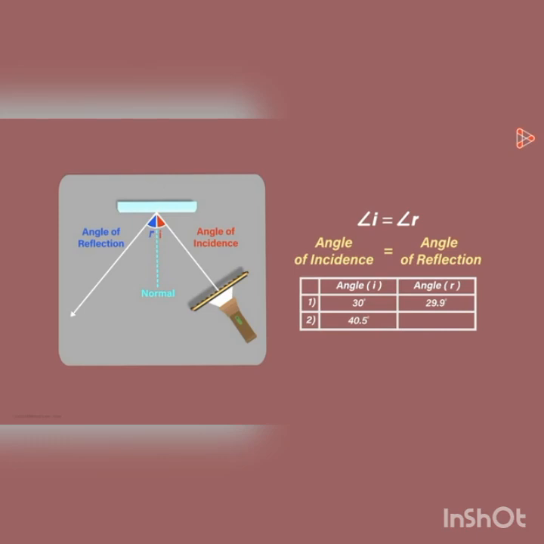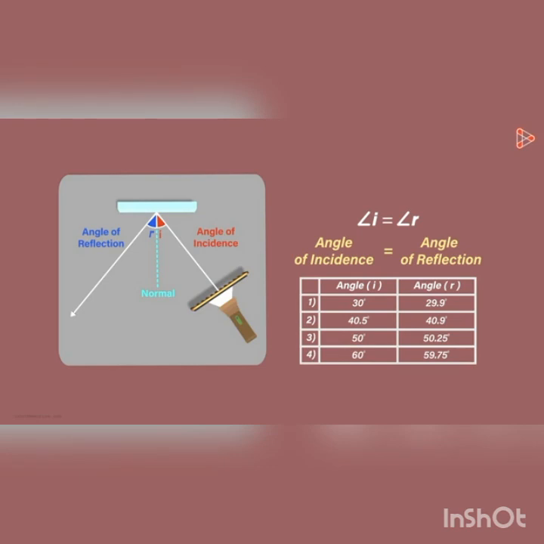But notice that this time the angle of incidence is greater than the previous one. So by the first law of reflection of light, the angle of reflection should also be greater. And that is the case indeed. Measure both the angles and again you will find that they are approximately equal. Take two more readings to complete this table.